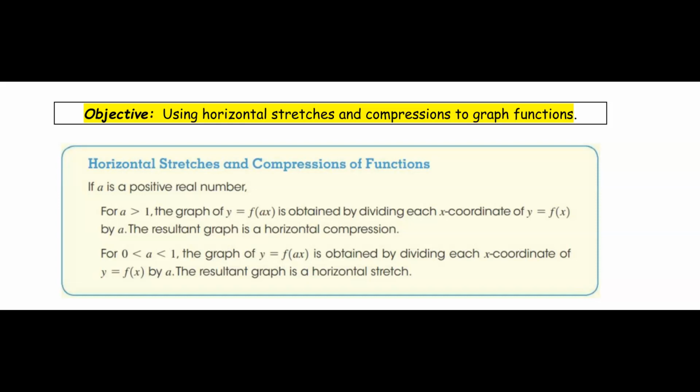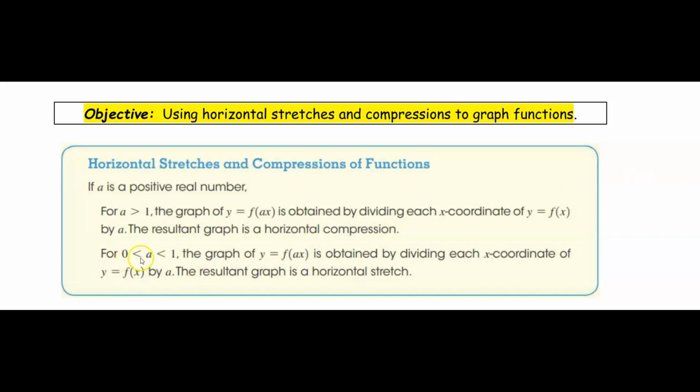In this lesson, we will use horizontal stretches and compressions to graph a function. For a positive real number a, for a greater than 1, the graph of y equal to f of ax. So the a here, the constant, is multiplied to x. This is obtained by dividing each x coordinate of y equal to f of x by a. The resultant graph is a horizontal compression.